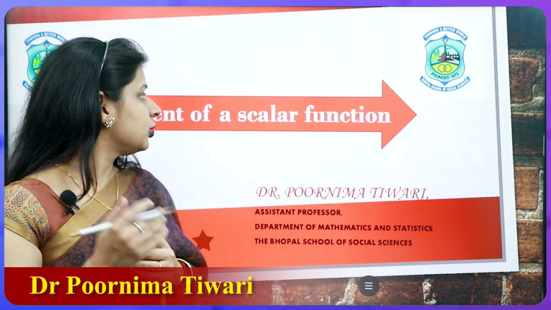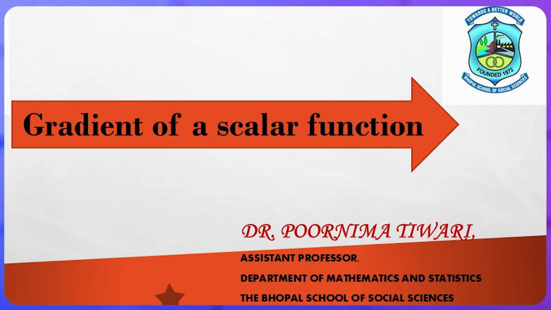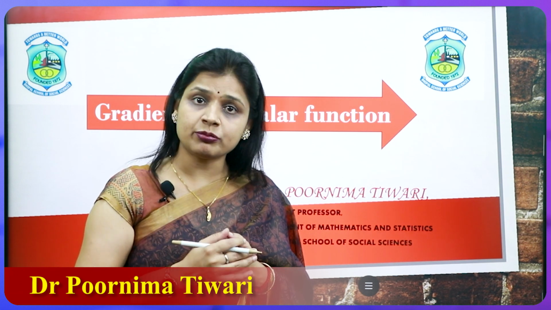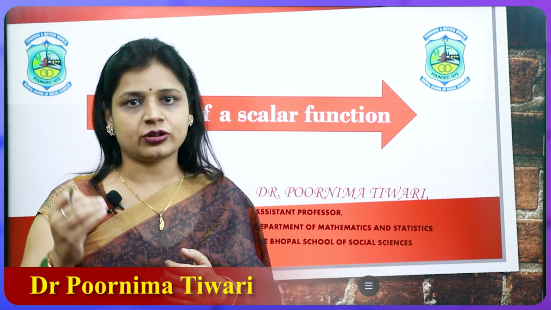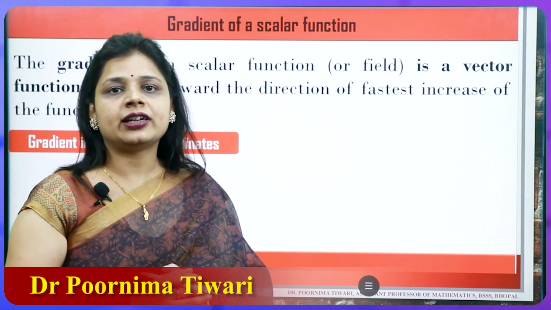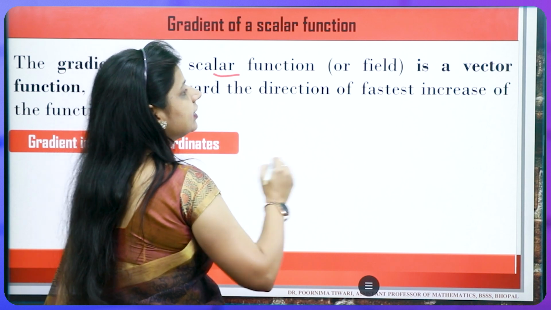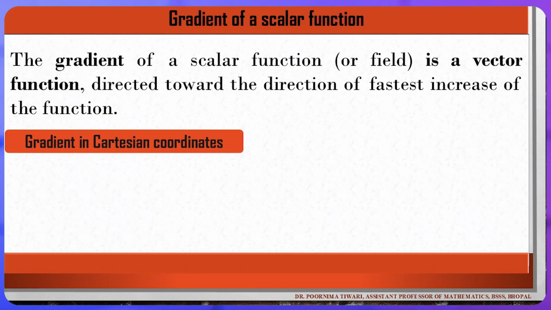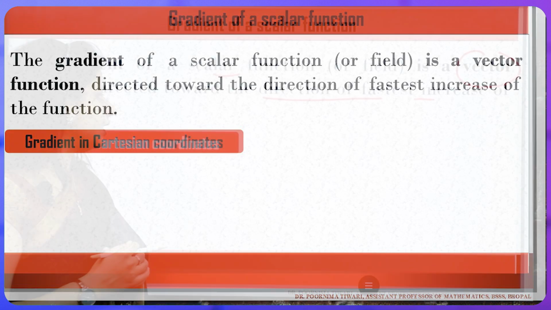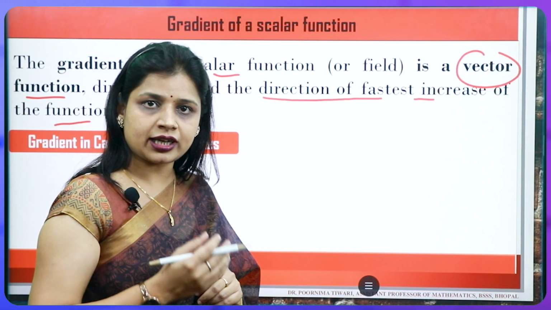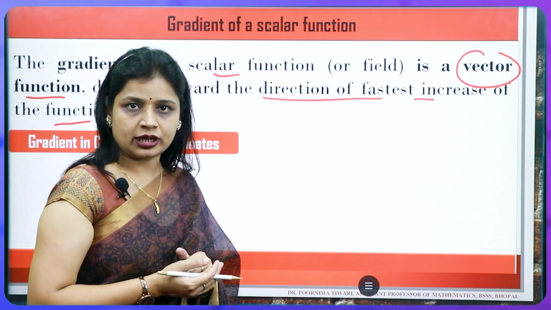In this video lecture, you are going to learn about gradient of a scalar function. Scalar function is a function that associates a number or a scalar to every point of the space. Let us start with the definition of gradient of a scalar function. Gradient of a scalar function is a vector quantity, that is a vector function, directed in the direction of fastest increase of the function. We can find gradient whenever the function is given in the Cartesian form as well as for the polar form.